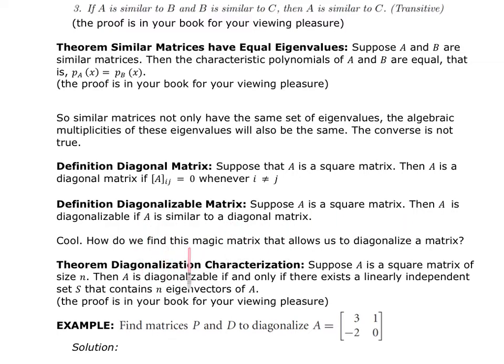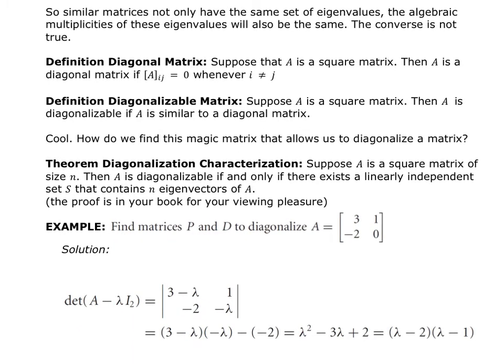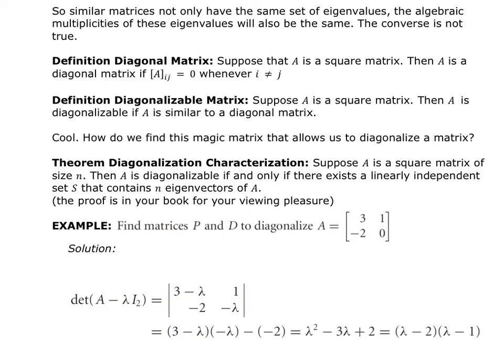So cool. How do we find this magic matrix that allows us to diagonalize a matrix? Well, let's have one more theorem. Here's the next theorem, then we're going to go through a process. I'm going to show you how to do this. Suppose A is a square matrix of size n, then A is diagonalizable if and only if there exists a linearly independent set S that contains n eigenvectors of A. So, we're going to find the matrix P, and then we're going to find the matrix D to diagonalize A.